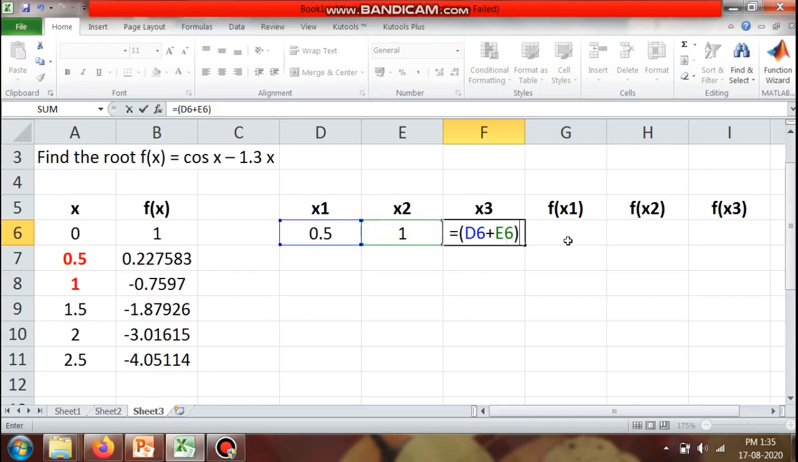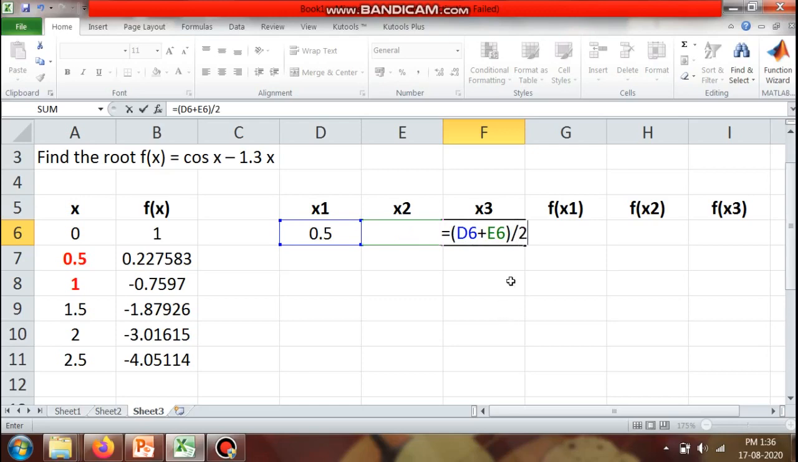Now here, instead of writing the value of 0.5 directly, I am selecting the respective cell, because all the formulas which we are going to write in this particular row, we are going to drag for the next iteration. We need not repeat it manually for the next iteration. So I am selecting the cells for the values 0.5 and 1. The cell for 0.5 is D6 and the cell for 1 is E6. That is why I have taken the addition of these two cells divided by 2.